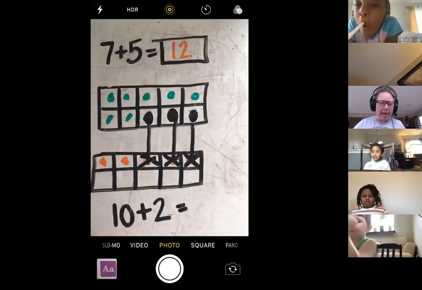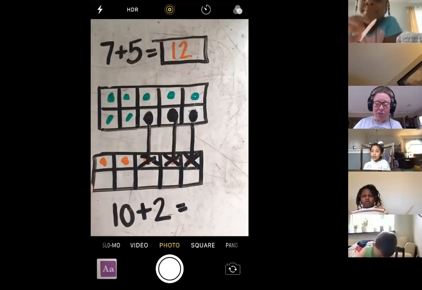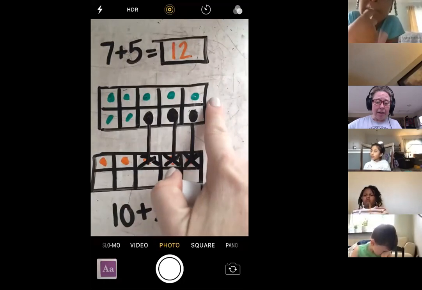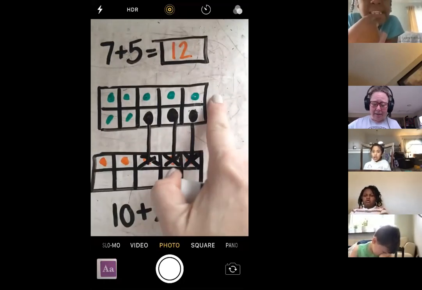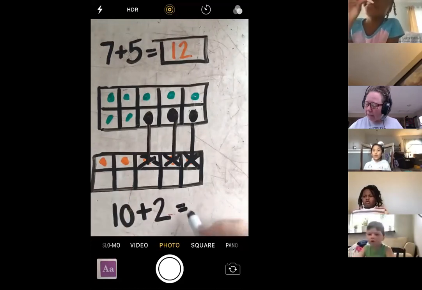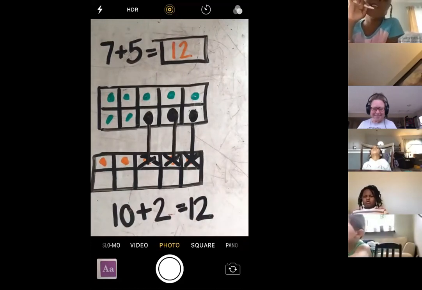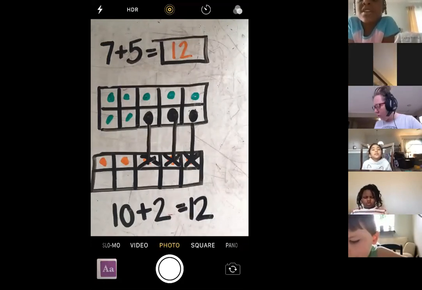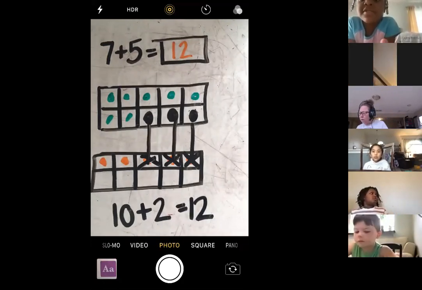All right, so ready? We have 10 and 2. Let's see if we get the same answer. Let's use the count on strategy. 10. I want to hear you count. 10, 11, and 12. Did we still get the same answer? Yes, we did. So remember, that's another strategy that you can use.